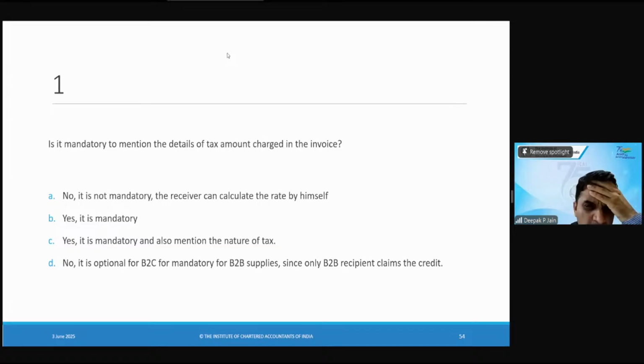Is it mandatory to mention the details of tax amount charged in the invoice? Yes, it is mandatory, and also to mention the nature of the tax. From before 1718 you will not check. Yes, before 1718 you will not check because तब तो GST नहीं था. So from 1st July 2017 onwards, you will check whether your limit crossed the 5 crores in the financial year.